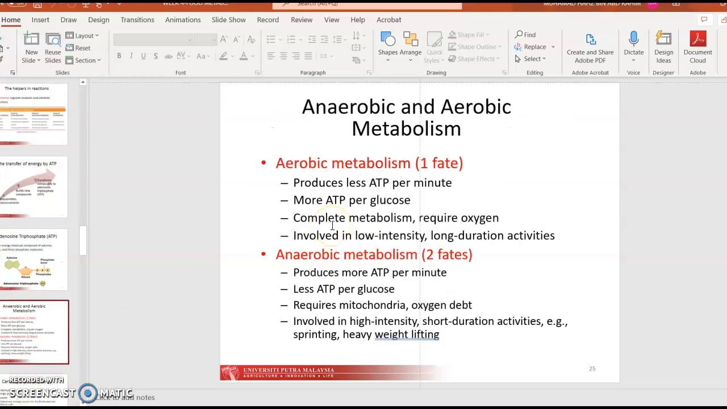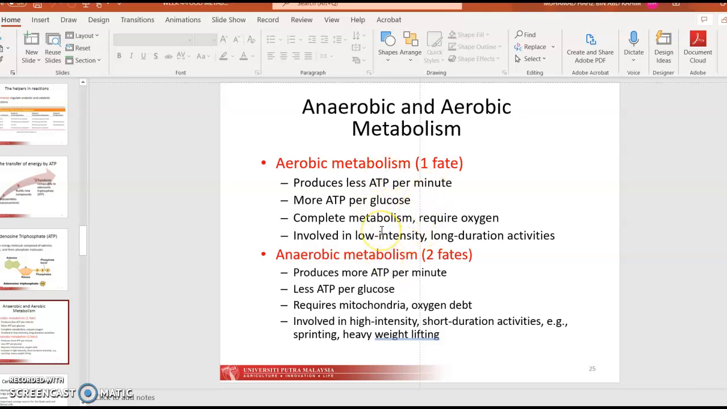So basically, for anaerobic and aerobic metabolism, there are three types. The first is aerobic metabolism, one phase, which forms acetyl-CoA and enters the mitochondria. But anaerobic metabolism has two phases. One forms lactic acid, which usually happens in humans and certain bacteria. The second can form ethanol, which usually happens in microorganisms.